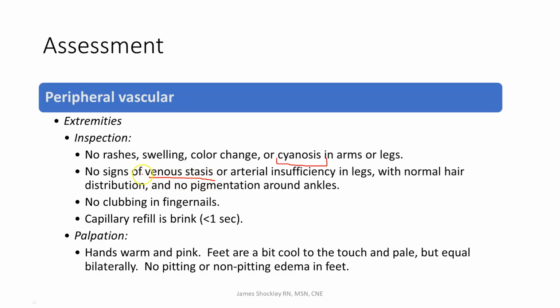DVT. So venous stasis is part of that Virchow's triad. You want to assess for arterial insufficiencies in the legs. So we're going to ask them, hey, when you get up and walk, are you experiencing any abnormal pain? And that's that claudication that we talked about earlier. You should see normal hair distribution, no changes in pigment around the ankles, no clubbing in the fingernails, no decreased capillary refill. When you do palpation, their hands and their feet should be warm and pink.